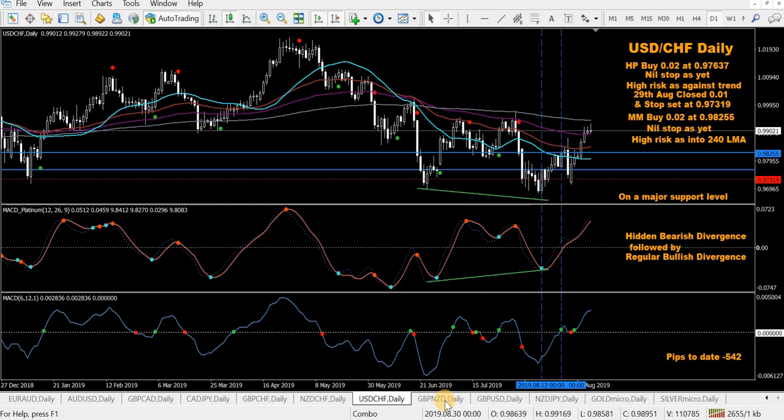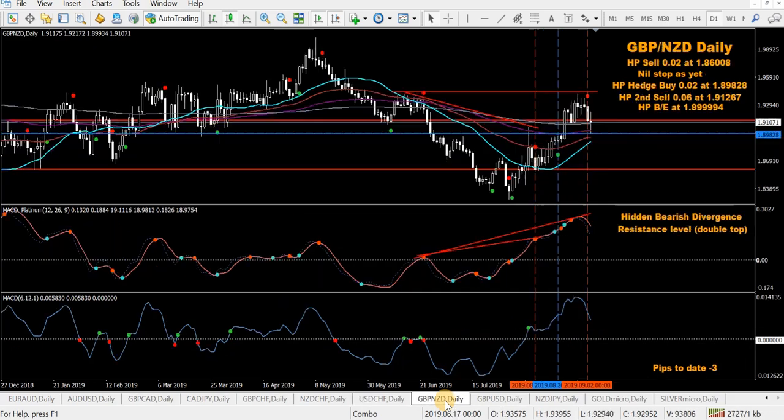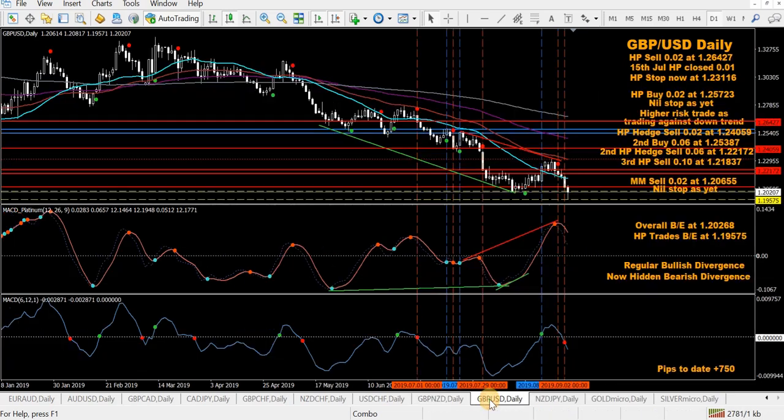So I've got the Pound New Zealand. On the Pound New Zealand, this morning I took a second sell trade. So I took an initial HP sell here, and then I took a hedge buy, you can read my notes, and a second sell. It popped down today to my HP break-even level, but it's bounced back up. So the MACD Platinum's still above the 0 level. This will be all Brexit related, but it's looking all right at the moment, so nothing to get too stressed about.